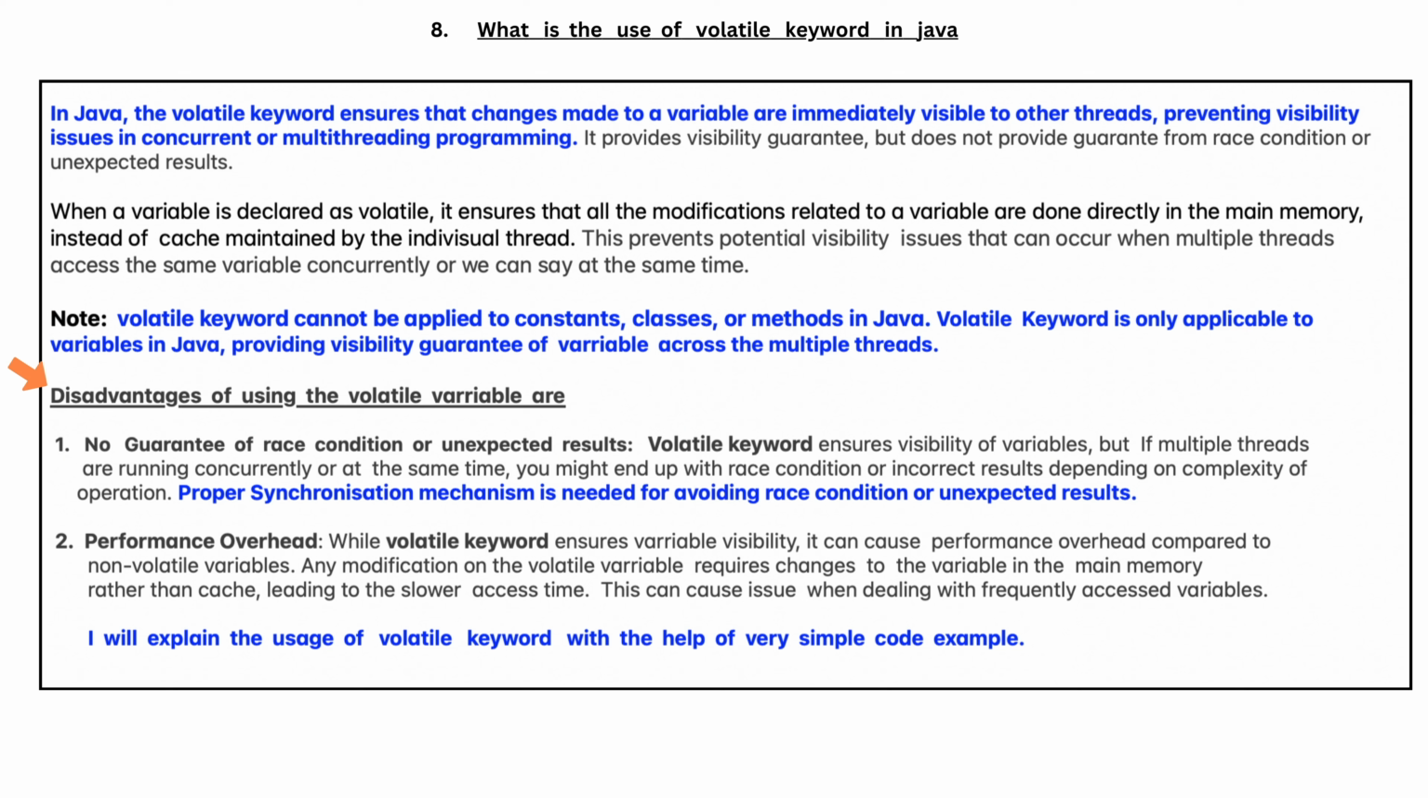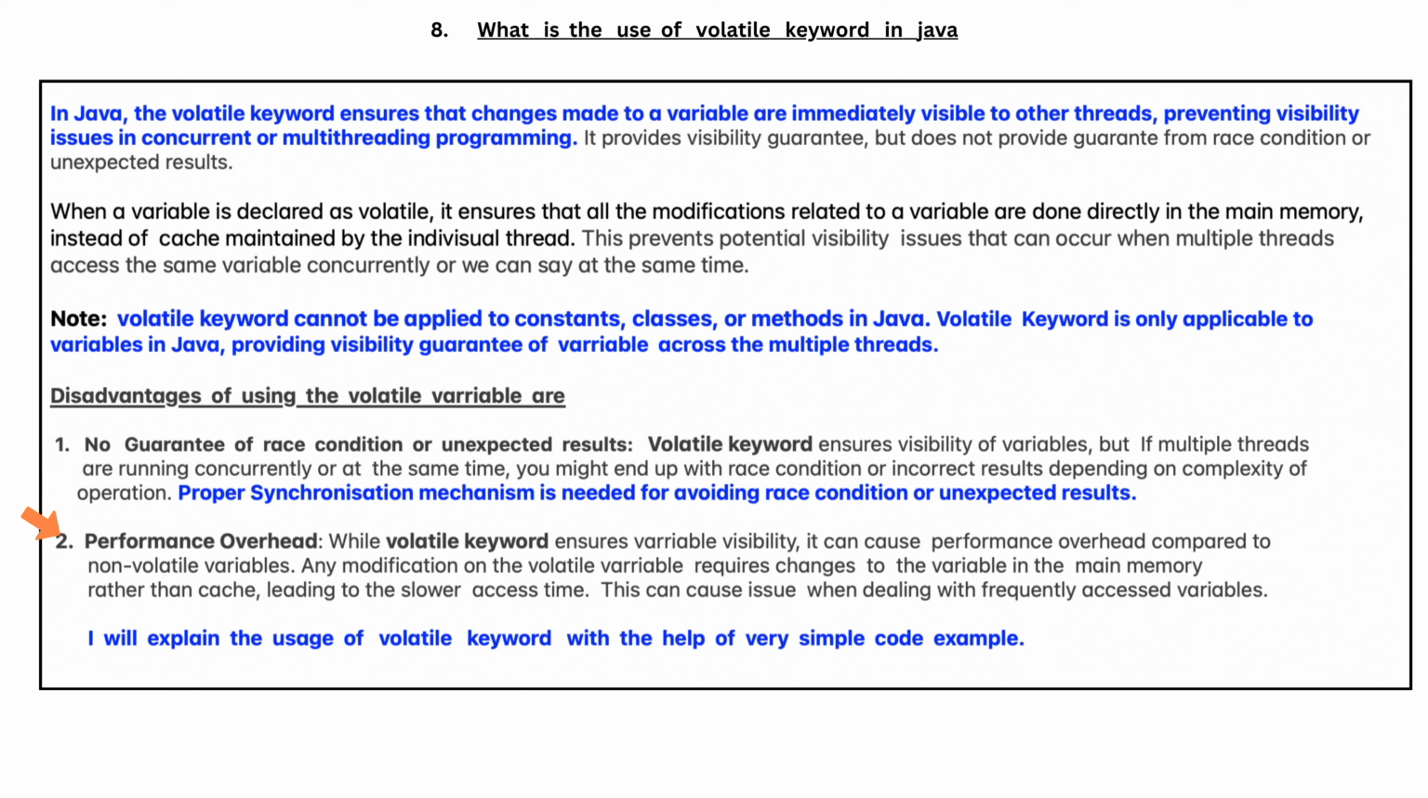Disadvantages of using a volatile variable are: the first disadvantage of using the volatile variable is no guarantee of race condition or unexpected results. Volatile keyword ensures visibility of variables, but if multiple threads are running concurrently or at the same time, you might end up with race condition or incorrect results depending on complexity of operation. Proper synchronization mechanism is needed for avoiding race condition or unexpected results.